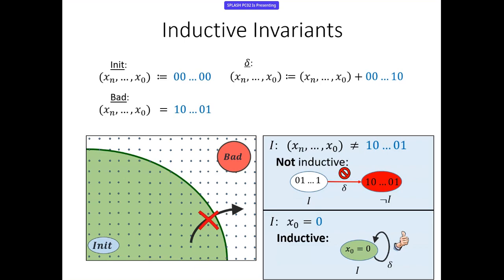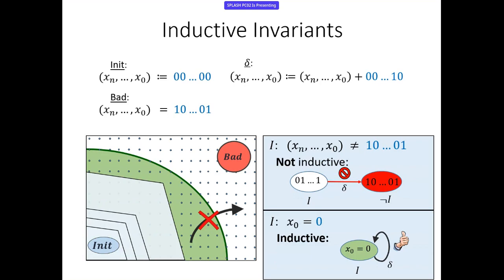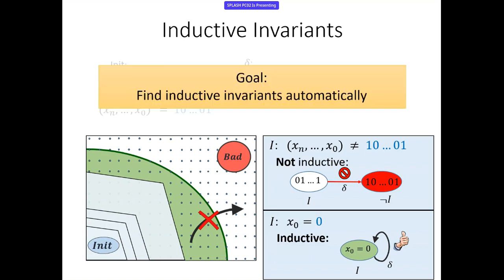So once we have such an inductive invariant, it contains the reachable states of the system, separating them from the bad states, establishing the safety of the system. So what we want to do in invariant inference is to automatically find such inductive invariants, resulting in fully automatic safety verification.